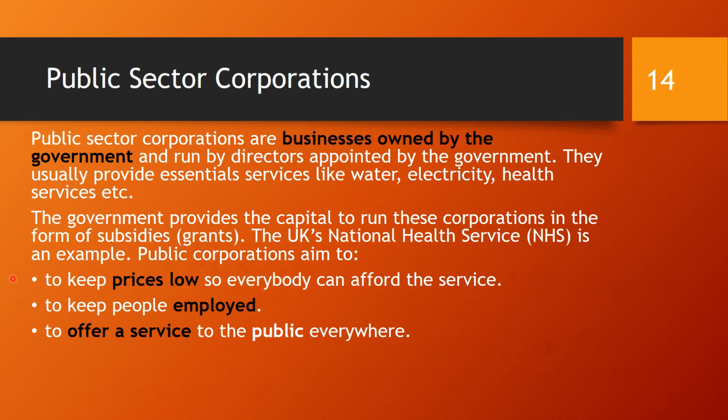So public corporations, what exactly is their aim? Number one, their first aim is to keep the prices lower so that every citizen can afford their services. Secondly, they are meant to create jobs so that all the people who are willing and able to work can secure employment in their country. And they also offer a service to the public everywhere, regardless of your level of income, your race, or whatsoever basis of discrimination.